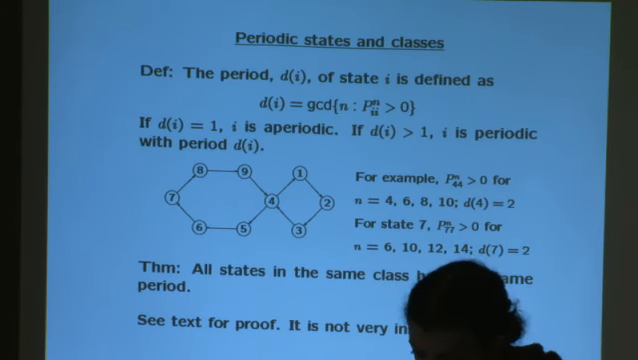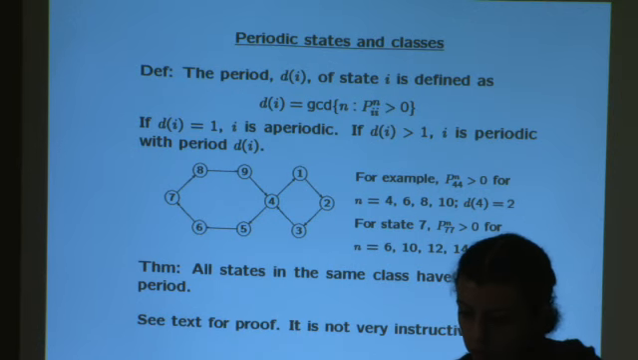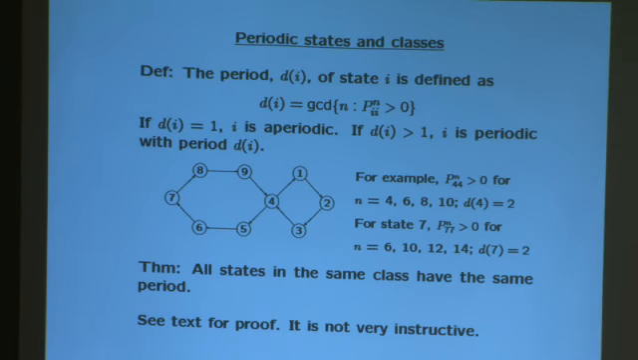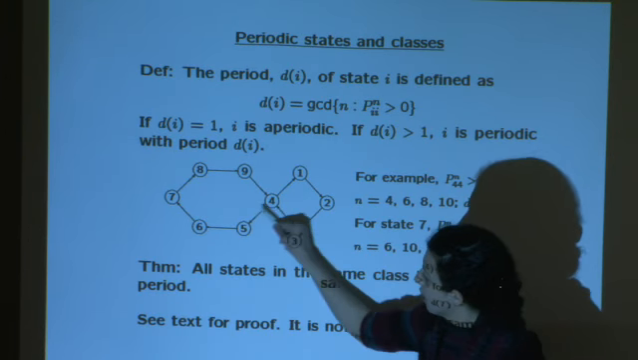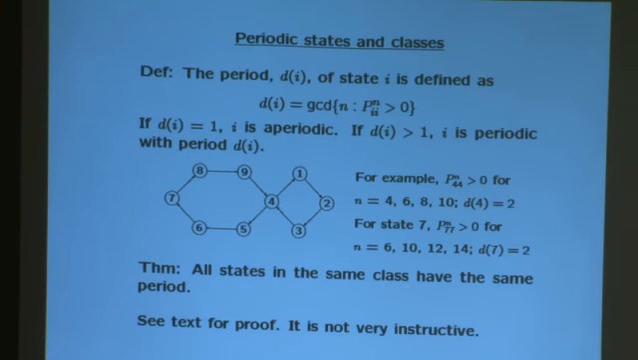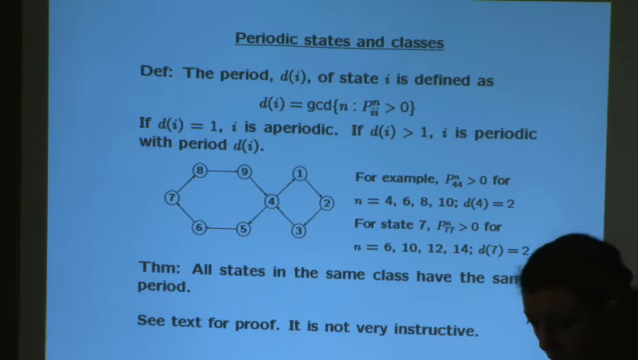For state 7, we have this thing. The minimum number of steps to get from 7 to itself is 6. And then you can get from 7 to 7 in 10 steps. And I hope you see it. So it's going to be like this. And so again, the greatest common divisor is 2.